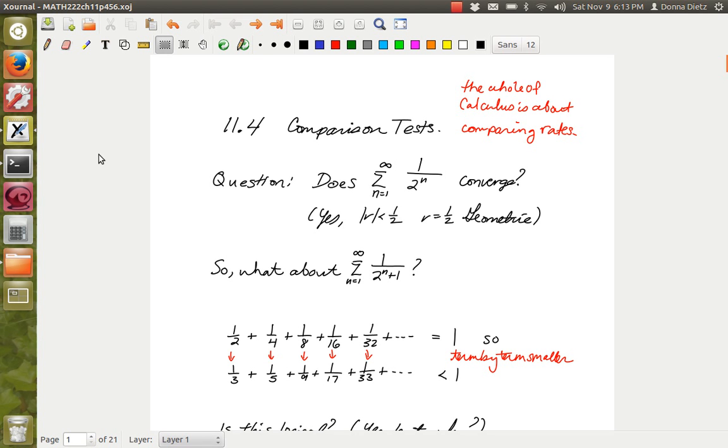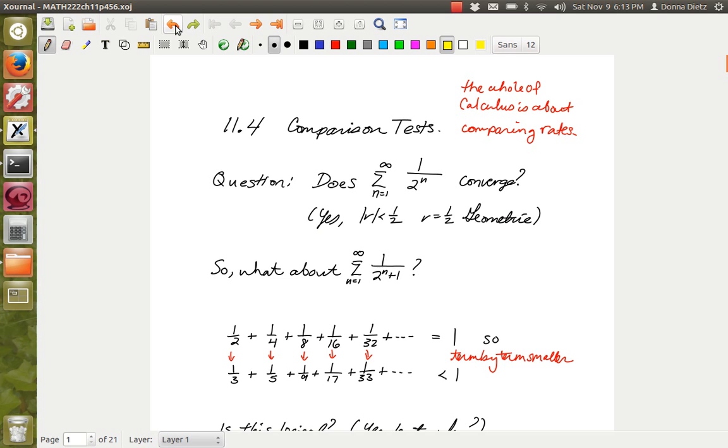So 11.4 is a chapter on comparison tests. And as a side note, first I want to mention the whole of calculus is about comparing rates. So it's a little bit misleading to just label this chapter comparison tests, because this is just one of many, many, many times in calculus where you need to compare things. Okay, so question, does the following right here, does this guy converge?